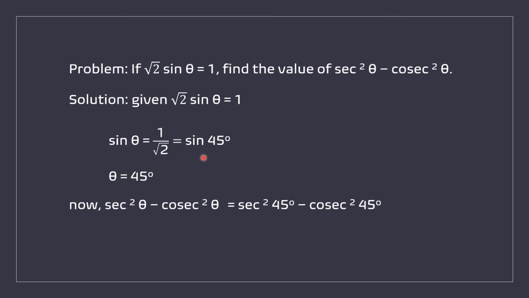Therefore I can find the values. What do you have to calculate? Secant square theta minus cosecant square theta. That is secant square 45 degrees minus cosecant square 45 degrees. Secant square 45 degrees is nothing but the square of secant 45. Secant 45 is root 2, so that is root 2 whole square. Again cosecant 45 is root 2, so root 2 whole square. Root 2 whole square minus root 2 whole square, that is 2 minus 2, which is equal to 0.